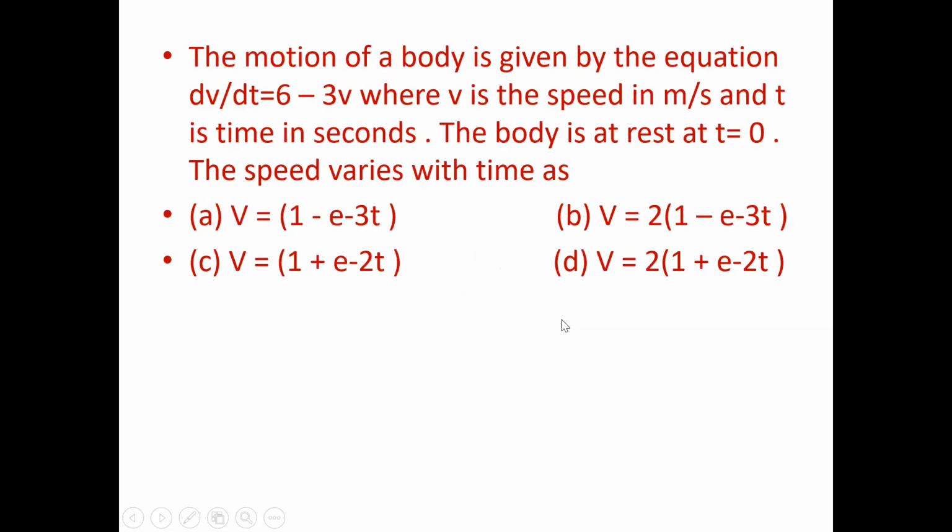And now we go to the next one. The option here that we got is v is equal to 2 into 1 minus e power minus 3t. This is what you get. Fine. So option B is the right answer. So we'll go ahead.